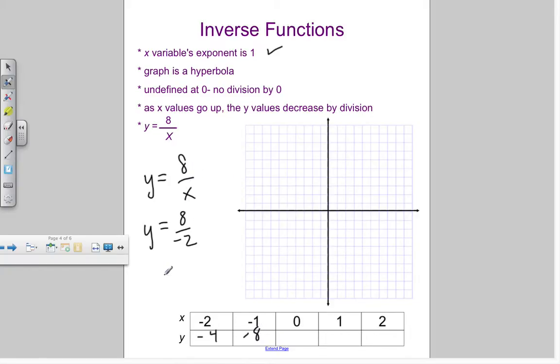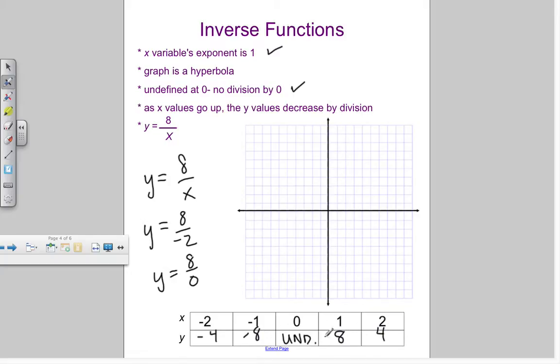If I put a 0 in, I have y equals 8 over 0. When you see any division by 0, you should freak out. Undefined. Can't have anything with a 0 in the denominator. If I put a 1 in there, I have 8 divided by 1. Okay, so that's this one here, by the way. And that's a big clue that it's an inverse function. 8 divided by 1 is 8. 8 divided by 2, 4.